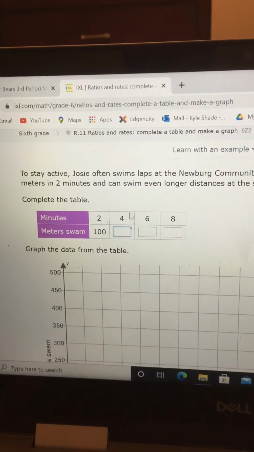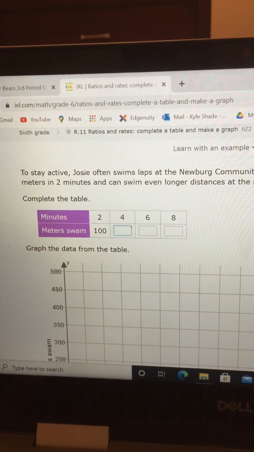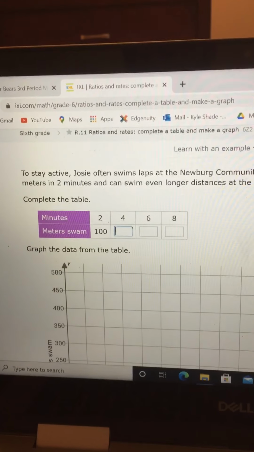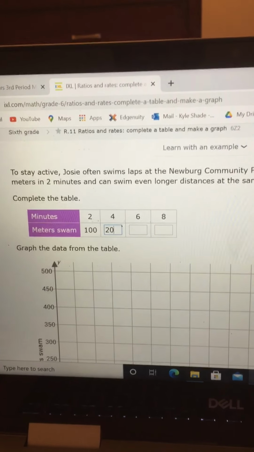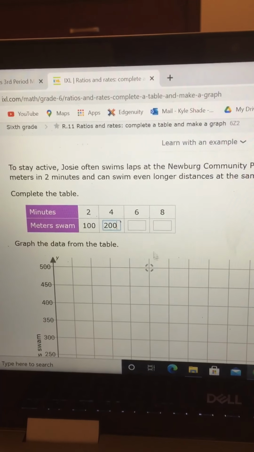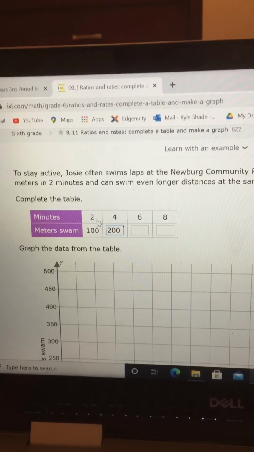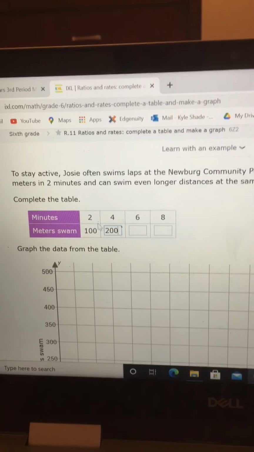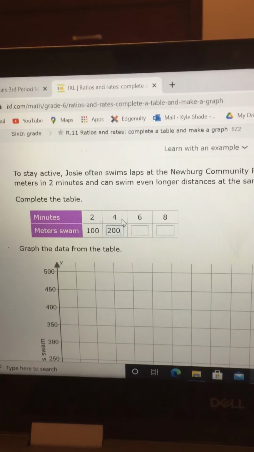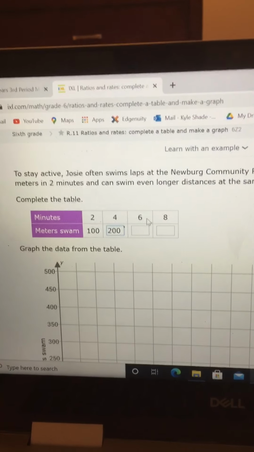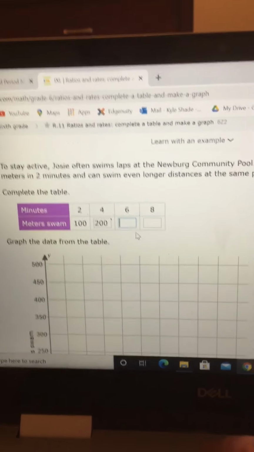So once we have that, we kind of have the pattern to fill out the rest of these. So we know that we're going to take the minutes and multiply them by 50 to get the meters swam. So we know that 4 times 50 would be 200, so we would enter 200 there. And again, same thing, we have 6 times 50, and we got 50 because we're looking again at the first entry where it says minutes and meters swam, we know that 2 times 50 gets us 100, and then 4 times 50 gets us 200. So 6 times 50 would get us 300.